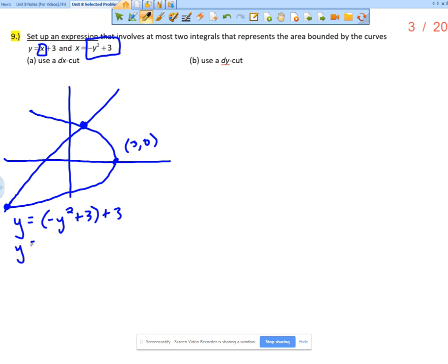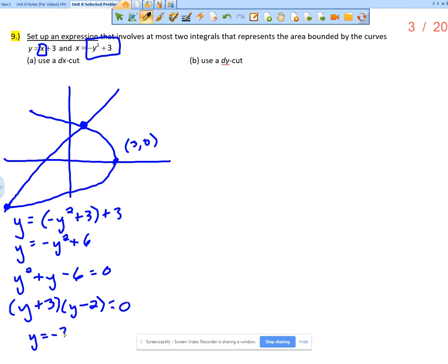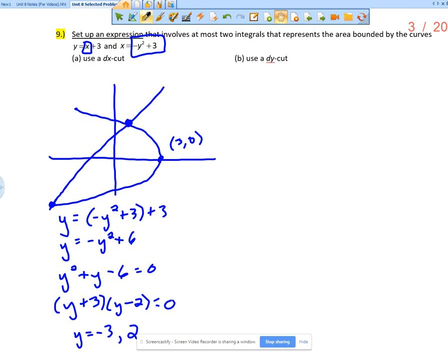So I get y equals, the parentheses don't really do anything for me, negative y squared plus 6. Now I'm going to add y squared, getting everything on one side, so I get y squared plus y minus 6 equals 0, and now I'm going to factor y plus 3 and y minus 2. So y equals negative 3 and y equals positive 2. Remember, what have I just found? I've found the y values of those points of intersection. So this intersection is something comma negative 3, and this intersection is something comma 2.